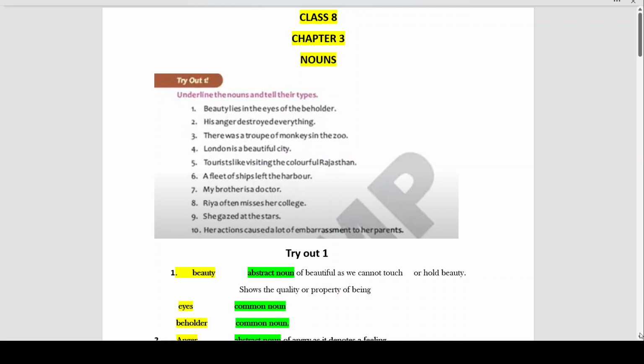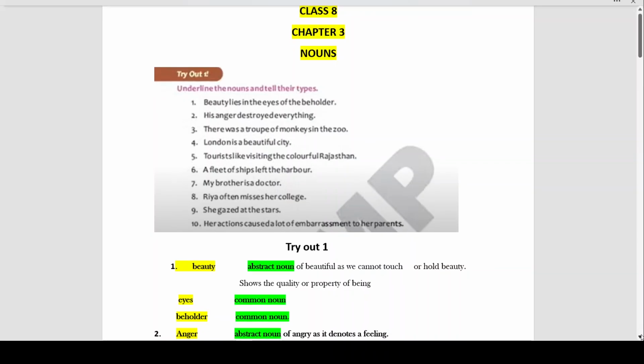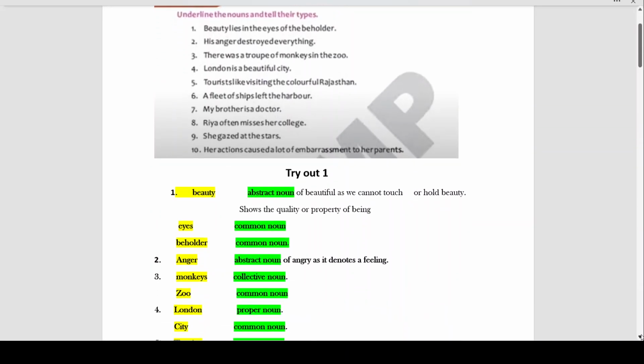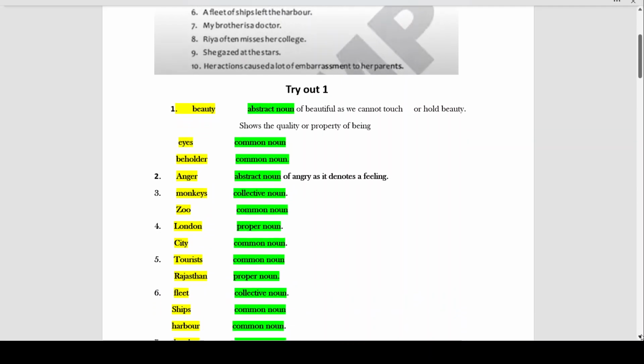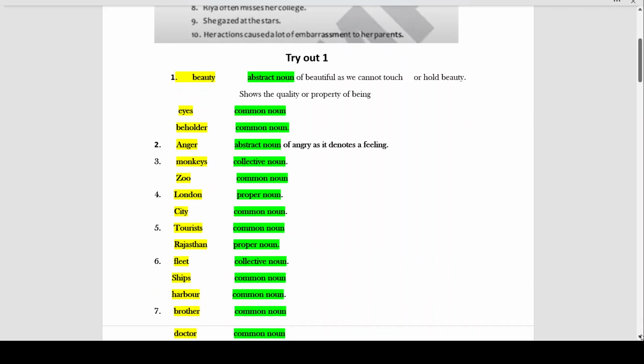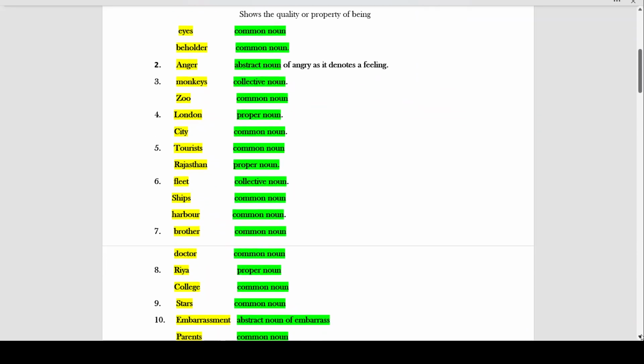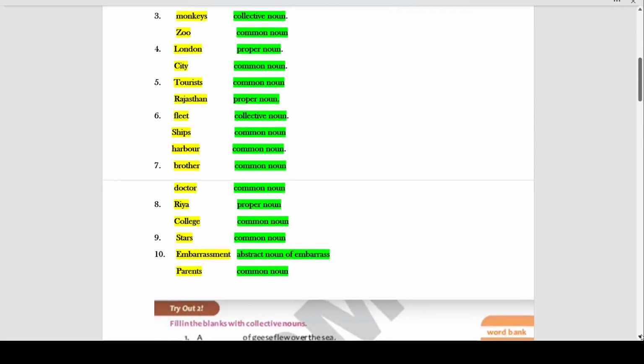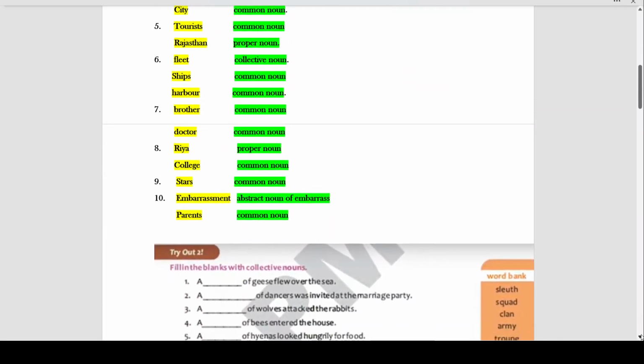Next, number ten. Her actions caused a lot of embarrassment to her parents. Now, embarrassment again comes from the word embarrass. So, embarrassment is the abstract noun over here. Please underline it. And parents is your common noun. Next, we will go over to tryout two.